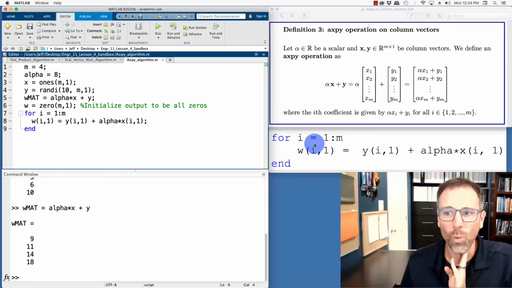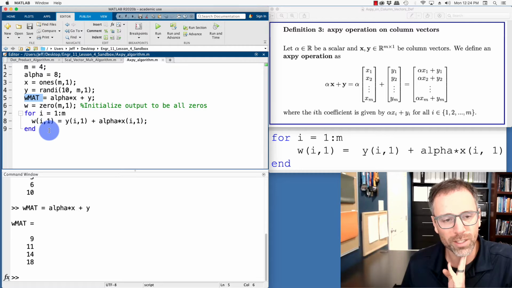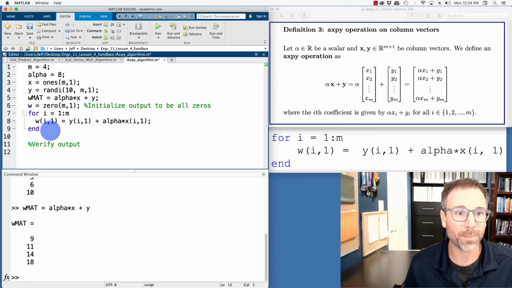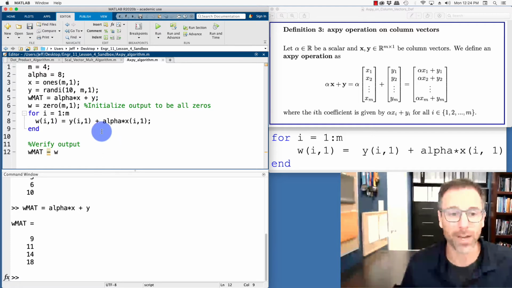Claim: once I've implemented this code, the w that we produce through this for loop should be identical to this w, and we'll do that. Let's verify output. One of the really cool things about programming is that we have to actually check that what we've done satisfies what we want.